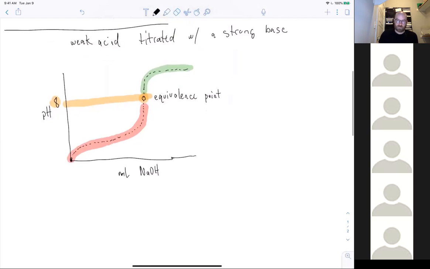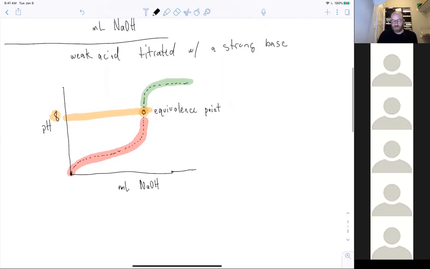Is this specific for weak acid, strong base, or would this be the same for weak base, strong acid? That's a good question. The question was, would this be the same for weak base, strong acid? And the answer is sort of. For a weak base, strong acid, the curve looks like this. It's sort of inverted. In that case, everything is opposite. So you start out at a high pH, and then you go down to a low pH, and instead of your equivalence point coming above 7, it comes in below 7.